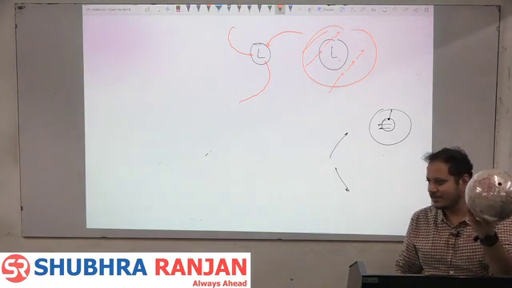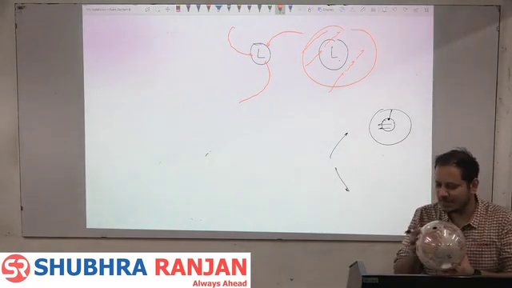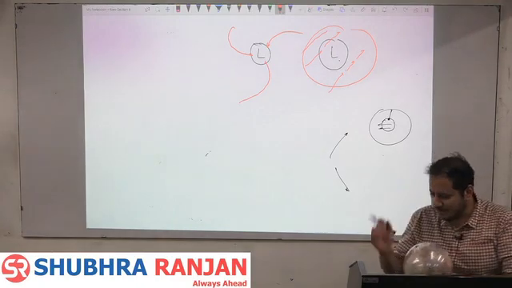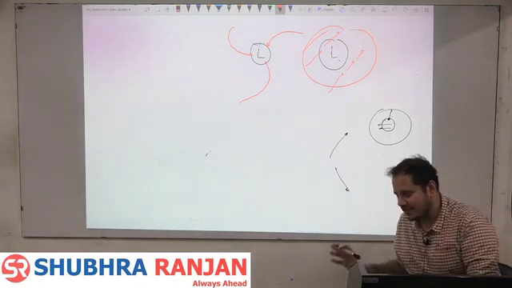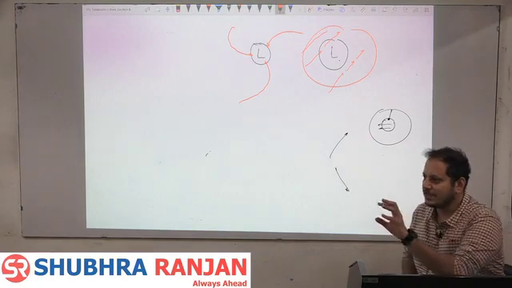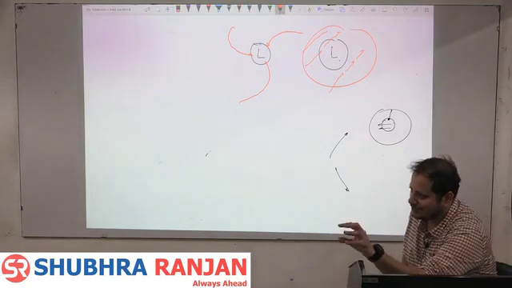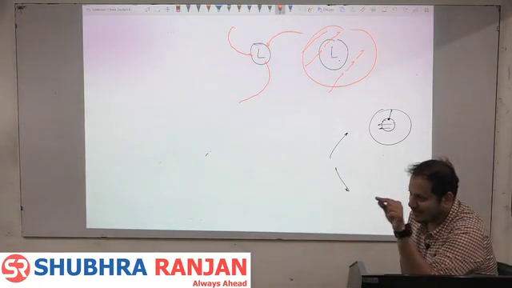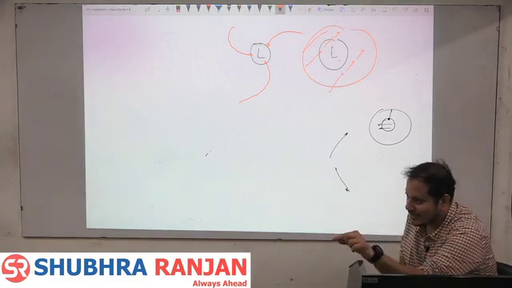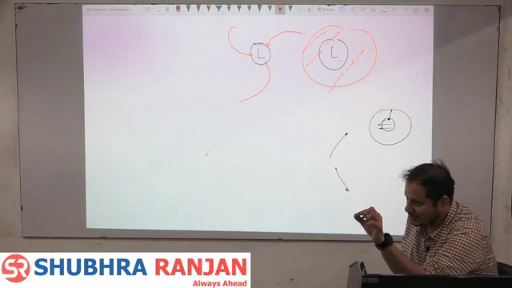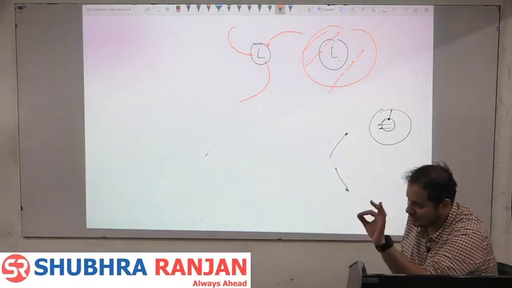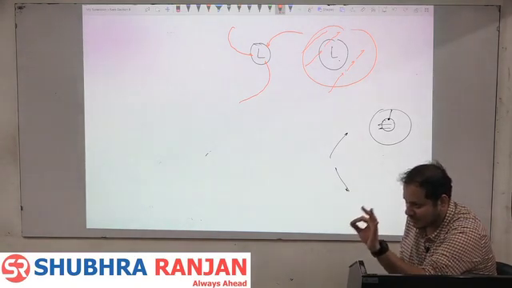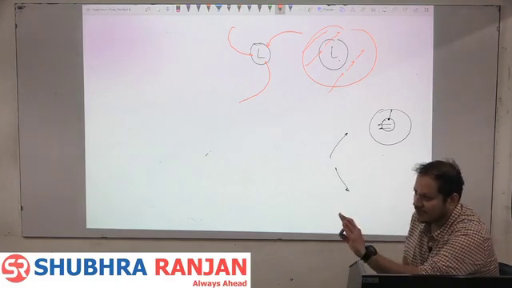Fine? It has nothing to do with earth ka rotation. Winds have nothing to do with earth ka rotation. Winds are simply caused due to high pressure and low pressure. Winds are deflected due to Coriolis force. Maine aapko Coriolis force mein ye nahi likhaya hai. It is not a wind generating force. Wind generating force is only the pressure gradient force. Getting it? It is wind deflecting force.